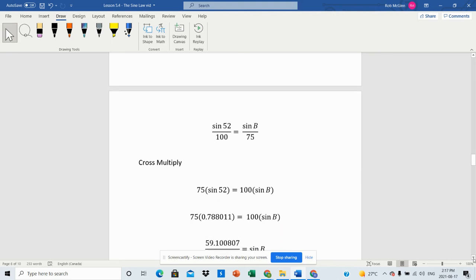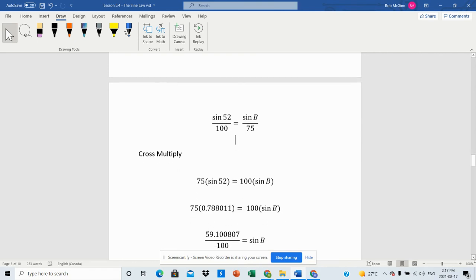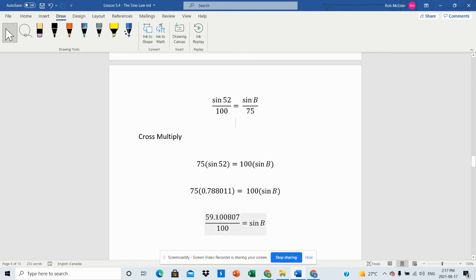We can find out what the left side equals, and 75 times 0.788011 should give us 59.100807. And we want to get the 100 out from the right side, so we're going to divide both sides of the equation by 100. So my left side now looks like 59.100807 divided by 100, and that equals my right side, which is sine b. This should start to look like a familiar question from the last lesson now. We don't know the angle. We're going to have to use the inverse of sine to find that.